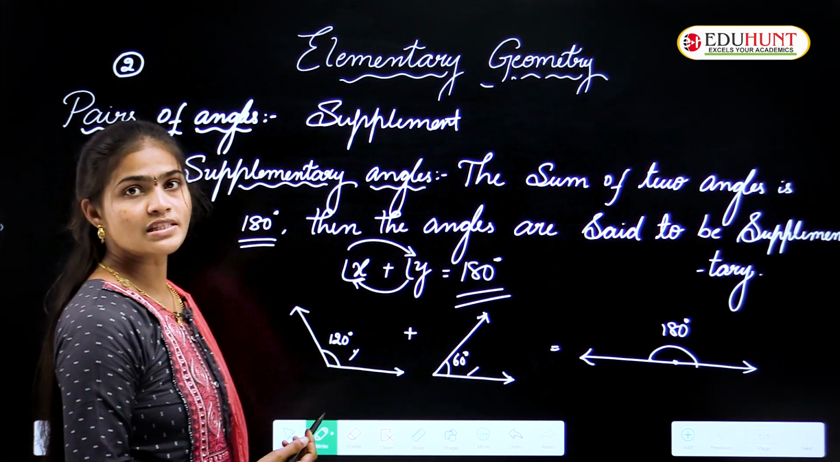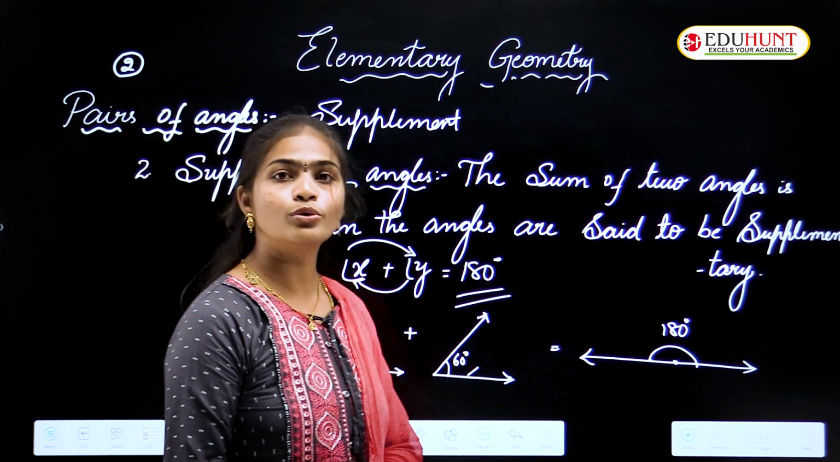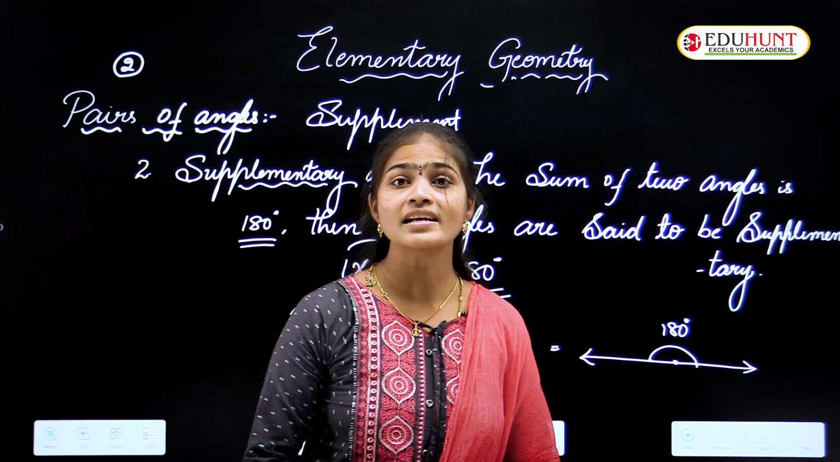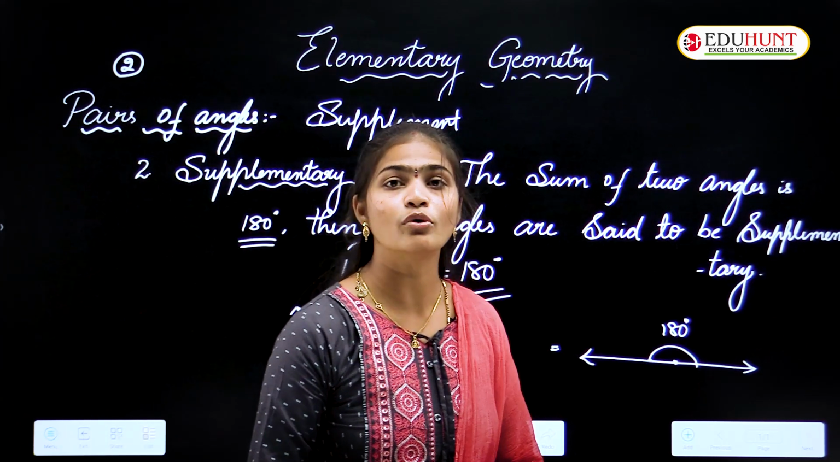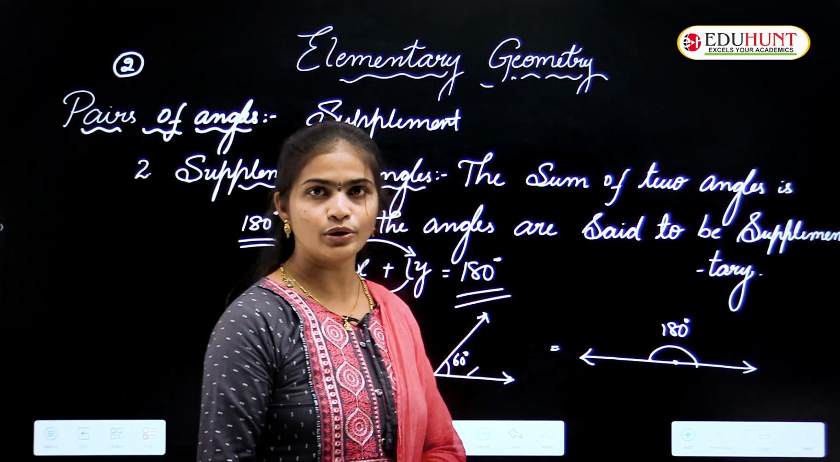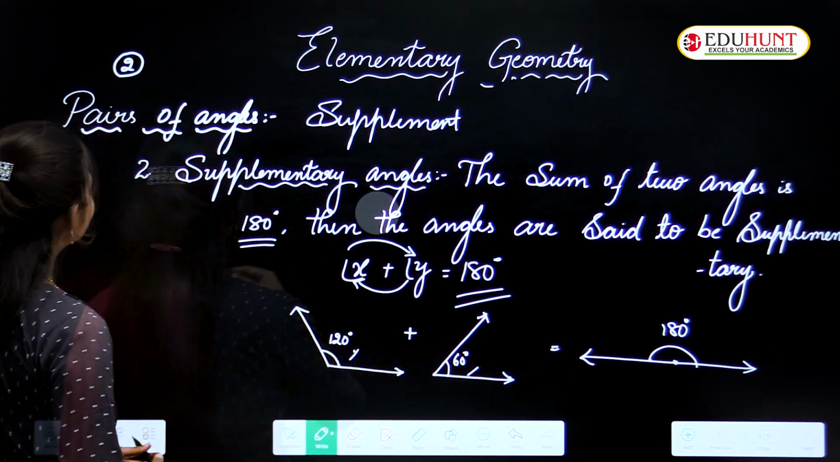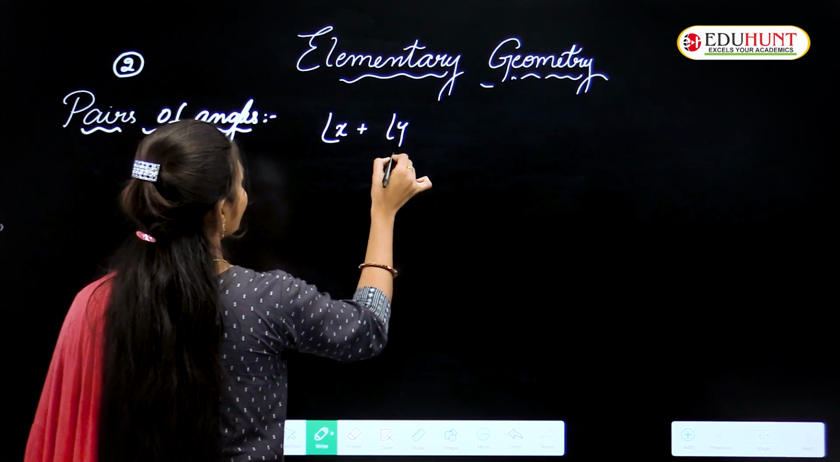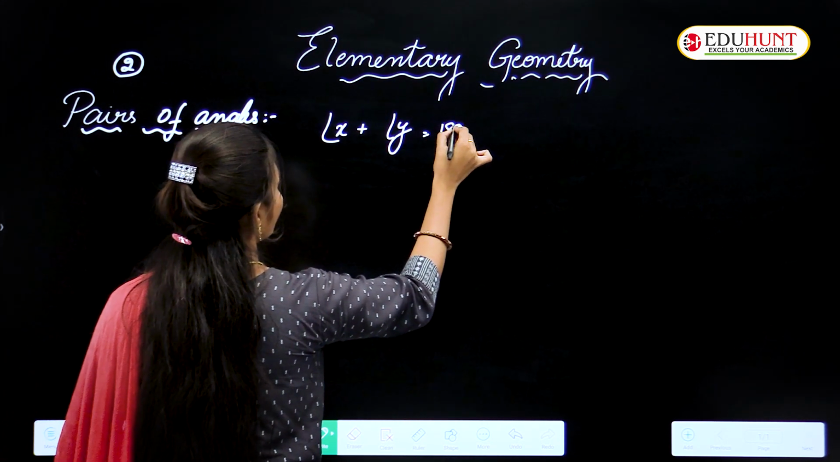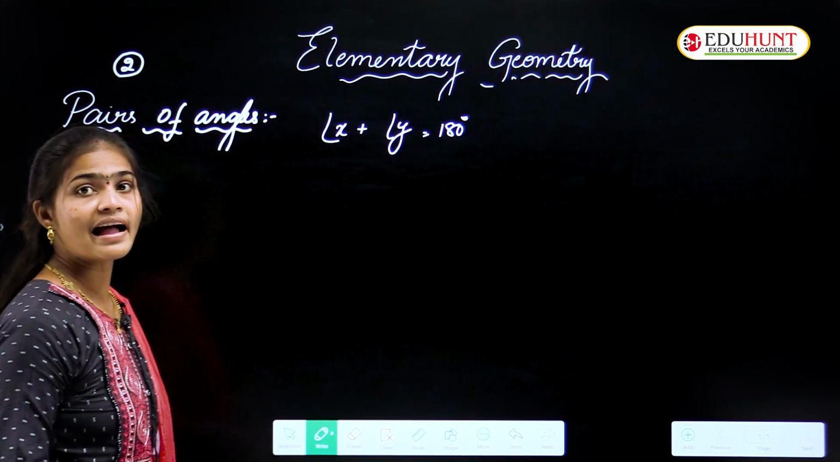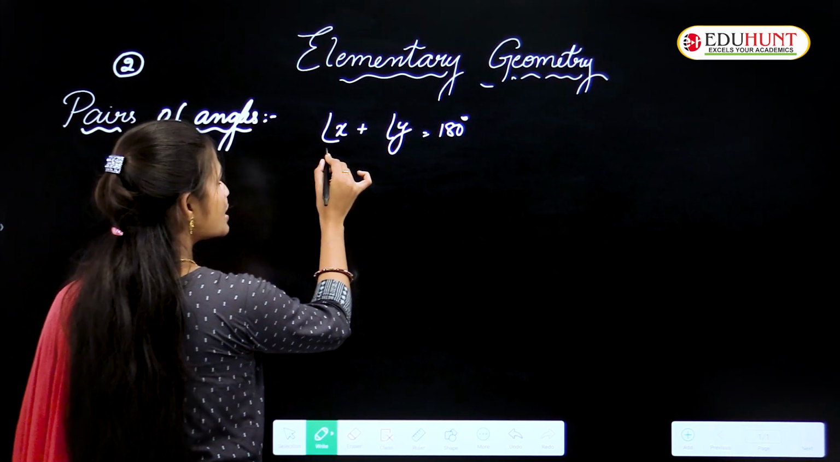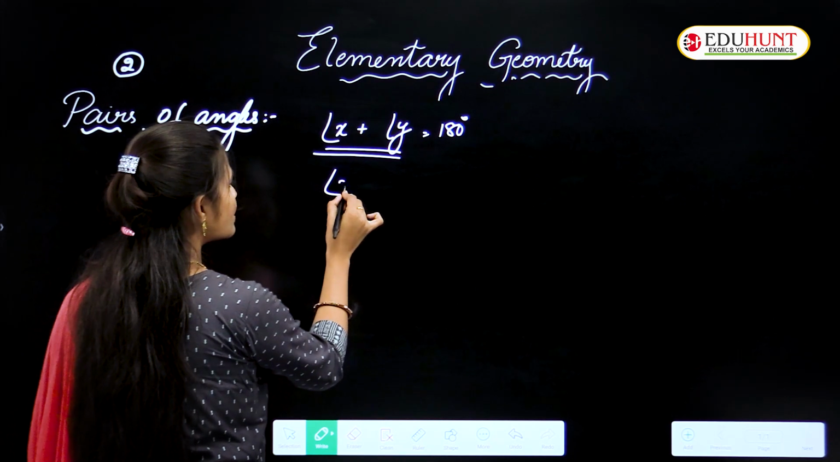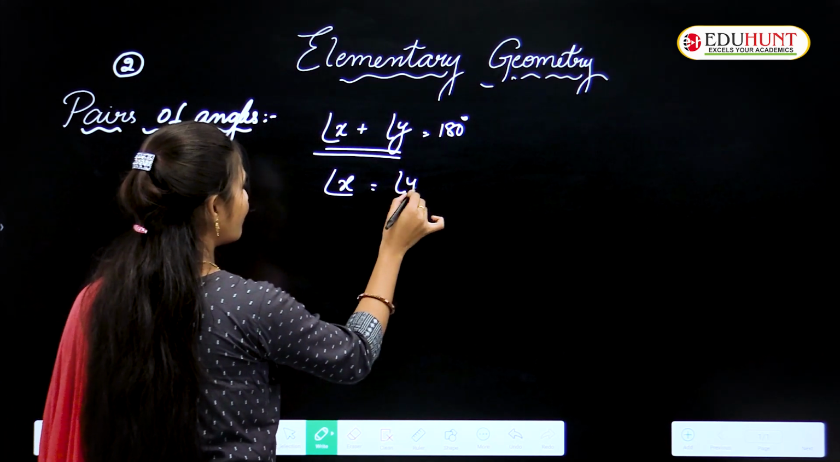Here I am going to ask you one question. Two angles are equal and those two are supplementary to each other. Then what are those angles? Do you know those angles? We know the condition is angle x plus angle y is equal to 180 degrees. The angles are equal, so angle x is equal to angle y.